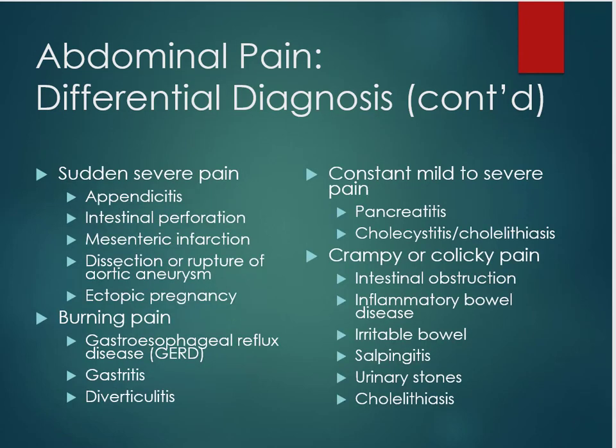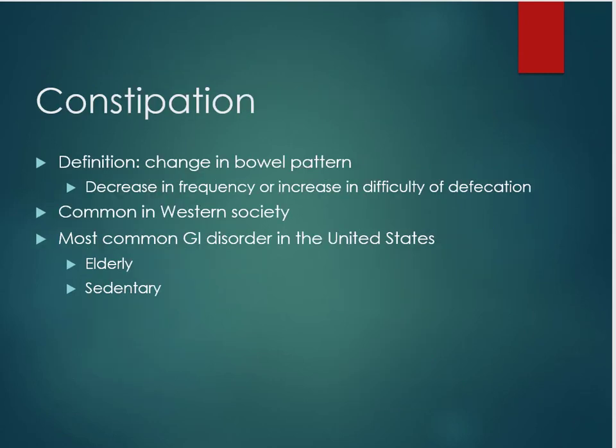In our differential diagnosis for sudden severe pain, you may need to consider appendicitis, an intestinal perforation, a mesenteric infarction, dissection or rupture of an aortic aneurysm, or an ectopic pregnancy. Burning pain could be related to reflux, gastritis, or diverticulitis. Constant mild to severe pain could be pancreatitis or gallbladder issues. Crampy or colicky pain may be an obstruction, IBS, inflammation of the fallopian tube, urinary stones, or cholelithiasis.